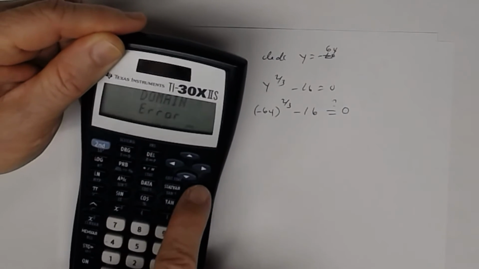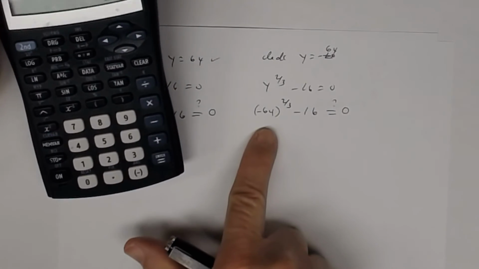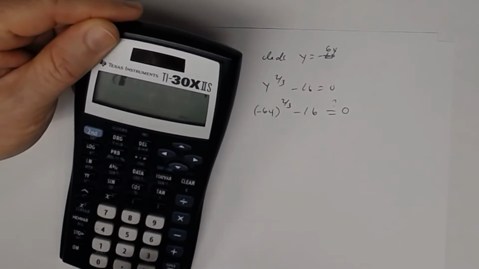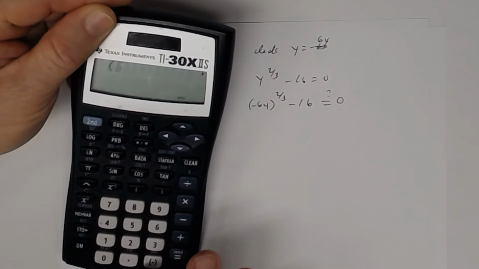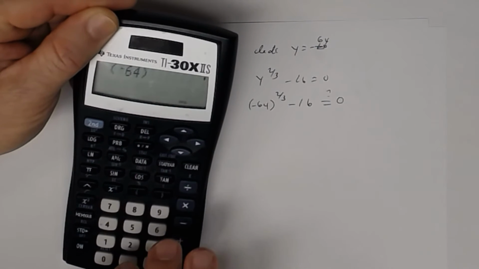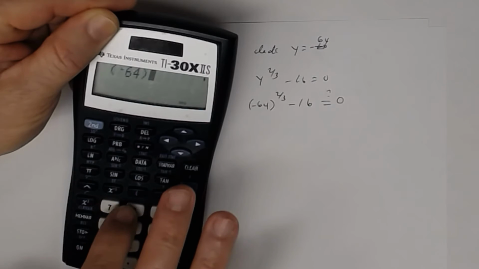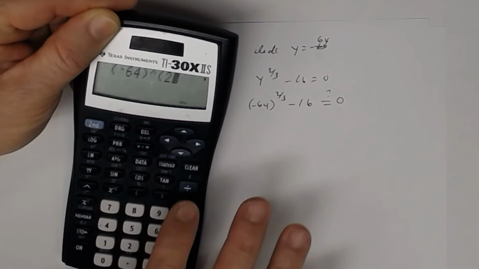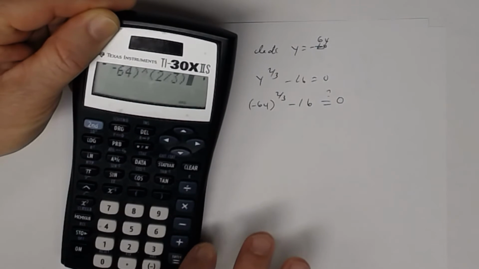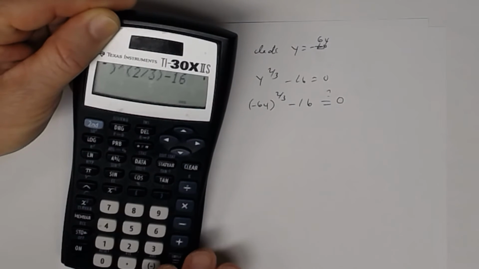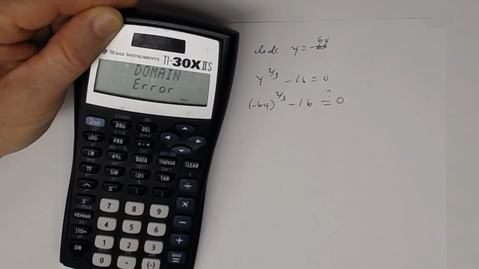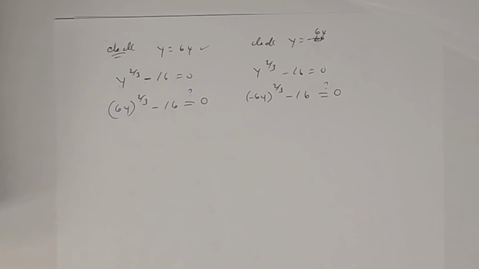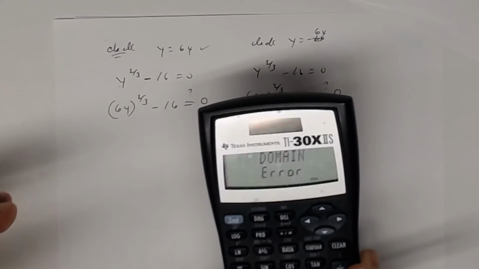Oops, let me do this again. So negative 64, close the parentheses, raised to the 2/3, 2 divided by 3, close the parentheses, minus 16, equal, and I get an error. So let's think about this for a moment. Okay, so we're getting this domain error, right?